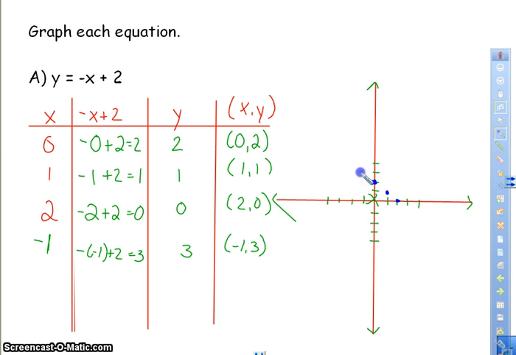And once again, you're going to see that these dots, when I connect them, that wasn't a very good line here, they're going to create a straight line. We put arrows on the end to show that there's a continuation of that line.